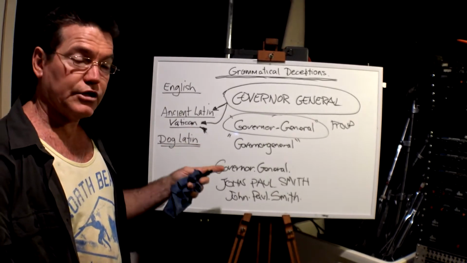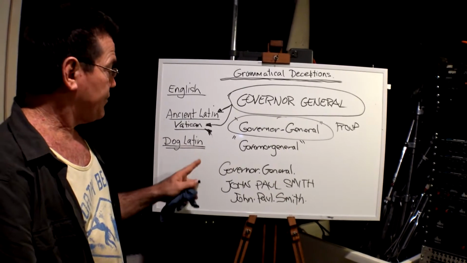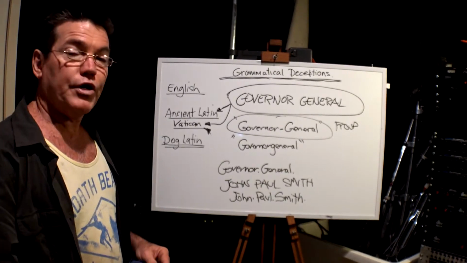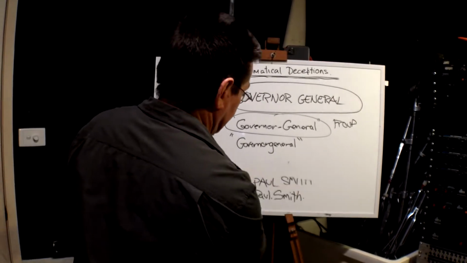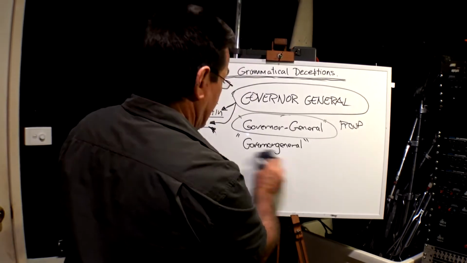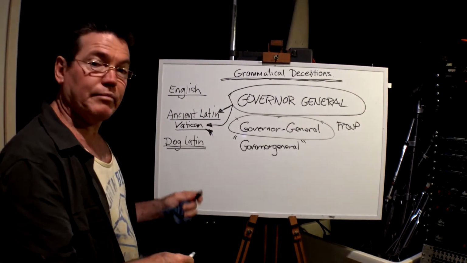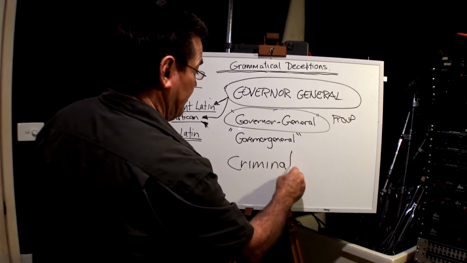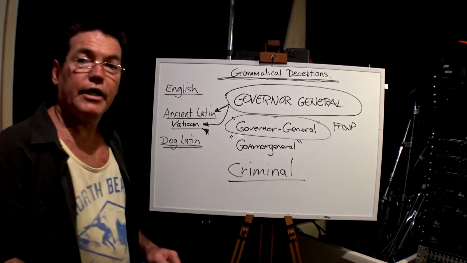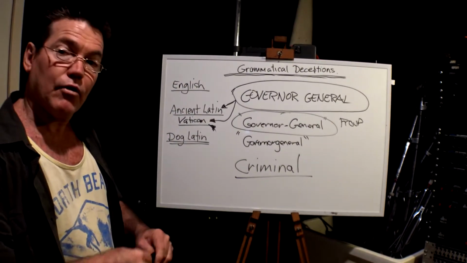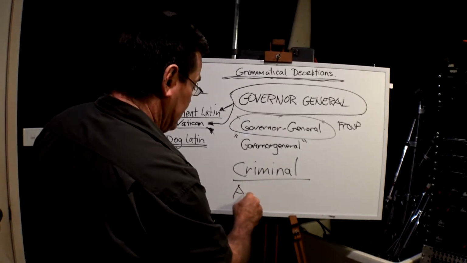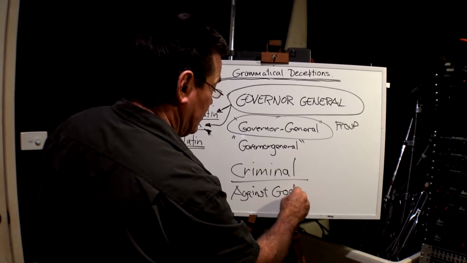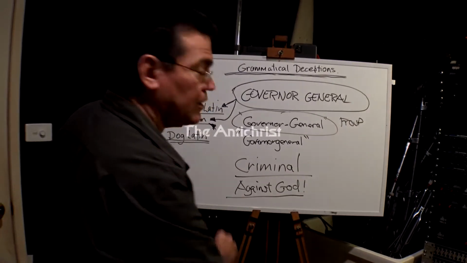But in the English dictionary, the Webster's English Dictionary, Dog Latin is a debased text, a debased language, and the word debased means, in Webster's Dictionary, criminal. It also means debauched. It also means immoral. So that means it is against God.